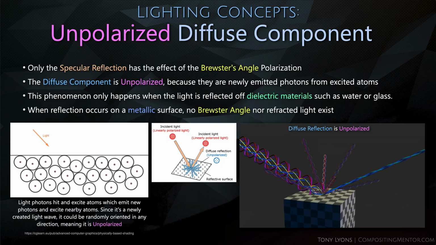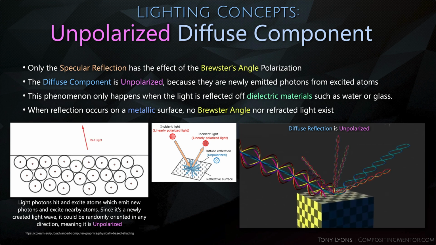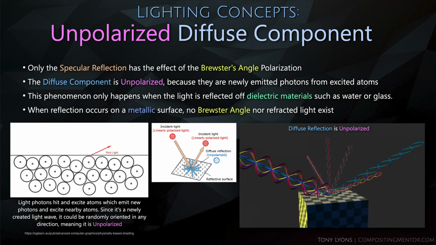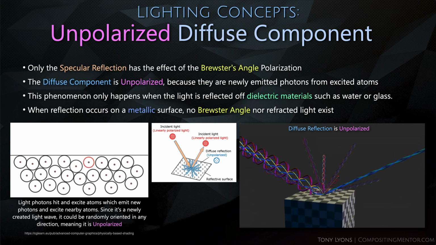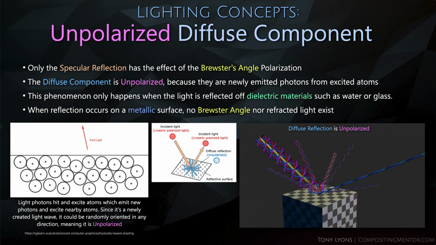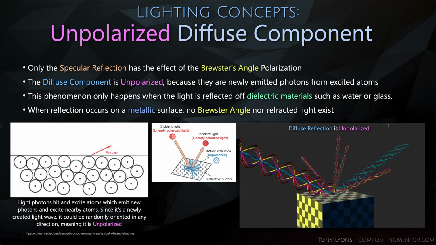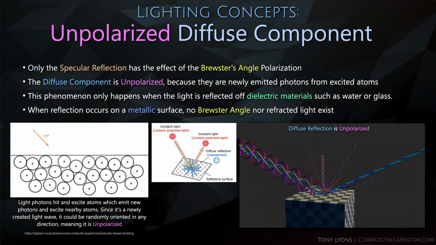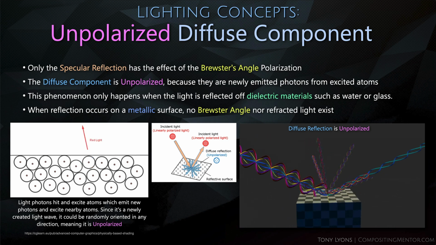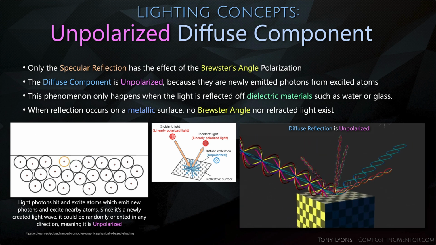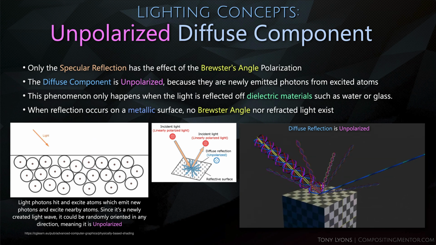The unpolarized diffuse component. Only the specular reflection has this effect of the Brewster's angle polarization. The diffuse component is unpolarized because they are newly emitted photons from excited atoms of the material. We sort of learned this in the previous video where we talked about diffuse component being light hitting the material and interacting with the molecules. And the molecules get excited and they themselves release the new photons into the environment, which is what we are perceiving as the diffuse color.